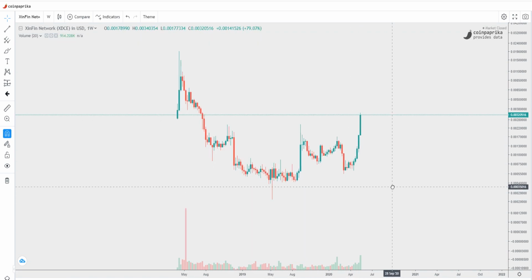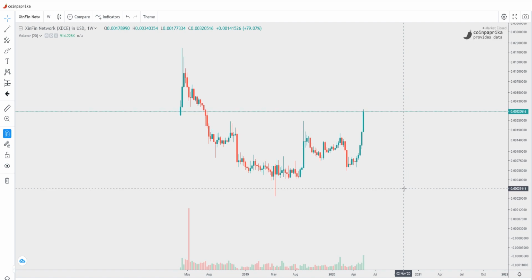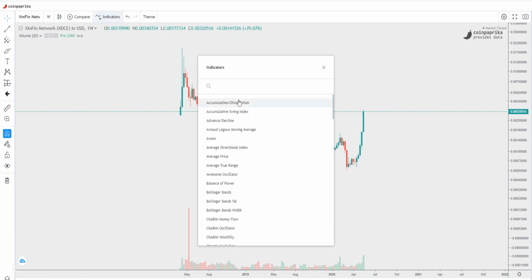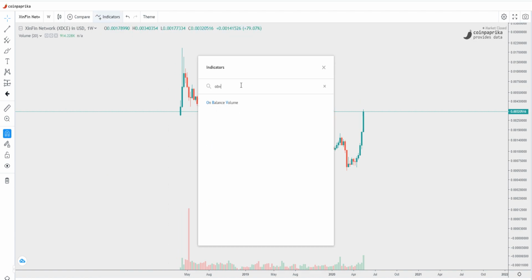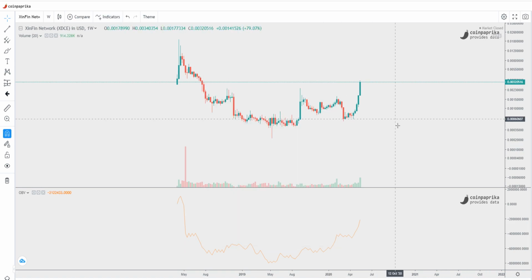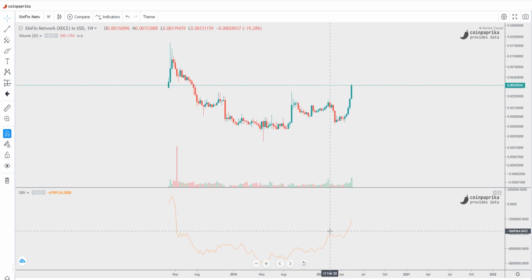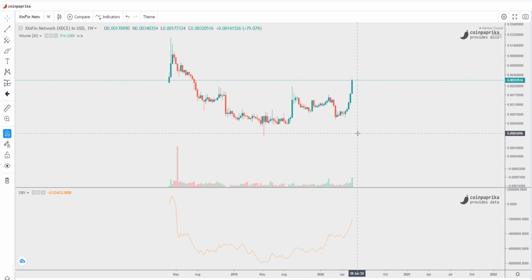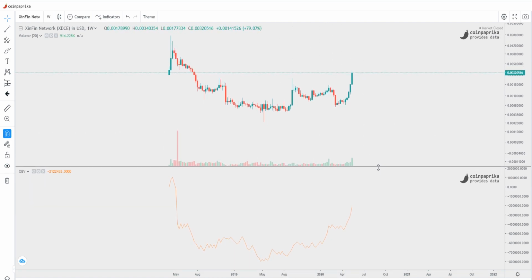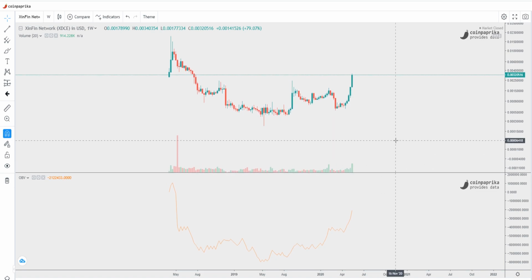Okay, so much better now. Before anything, let's take a look at volume and OBV. Okay, let's go. So let's draw our lines. Okay, so we had the bull trigger here.